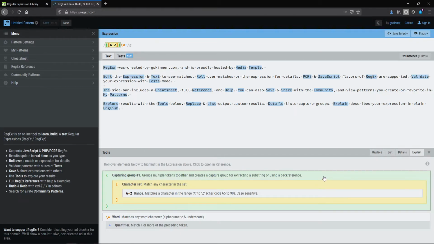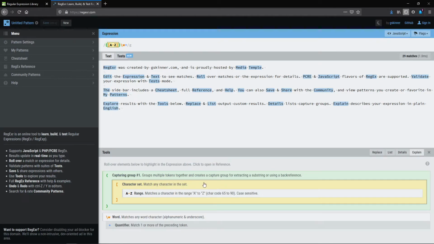So we're saying, okay, the green bit, we've got green brackets. Well, we know what the brackets mean, the little circle ones: it groups multiple tokens together and creates a capture group. So that's saying this is a group, the green bit. The square bracket means match any character in this set. And then the A to Z is uppercase, it matches uppercase characters A to Z. And then this W bit means any word character, so it means the whole word.